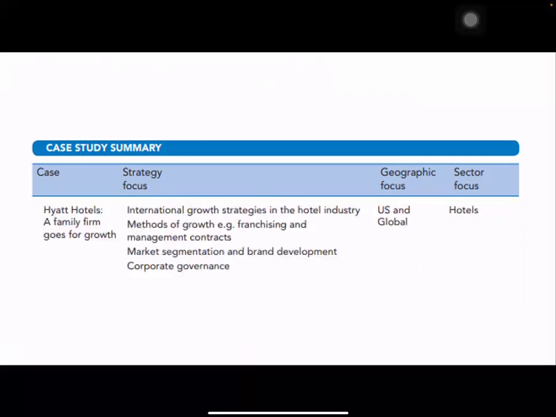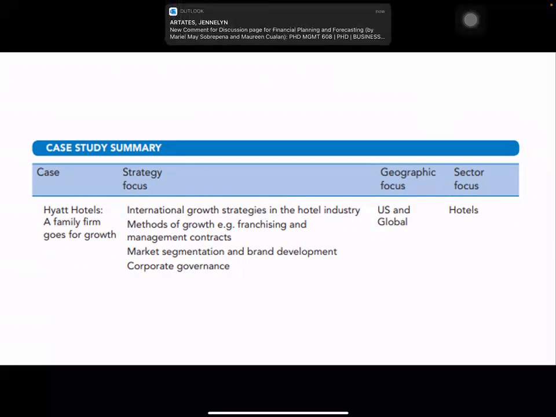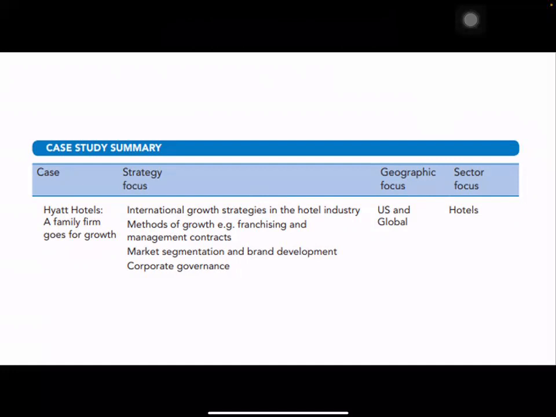Next is the Hyatt Hotels, a family firm goes for growth. Your strategy focus is international growth strategies in the hotel industry, methods of growth, for example franchising and management contracts, market segmentation and brand development, and corporate governance. The geographic focus is US and global, and the sector focus, of course, is hotels.